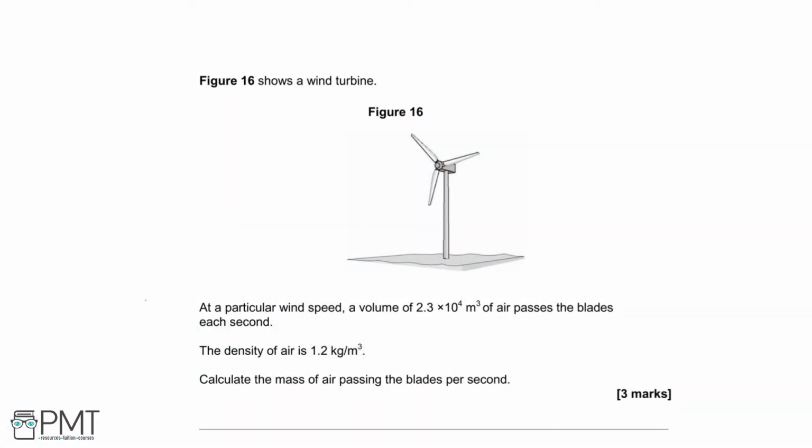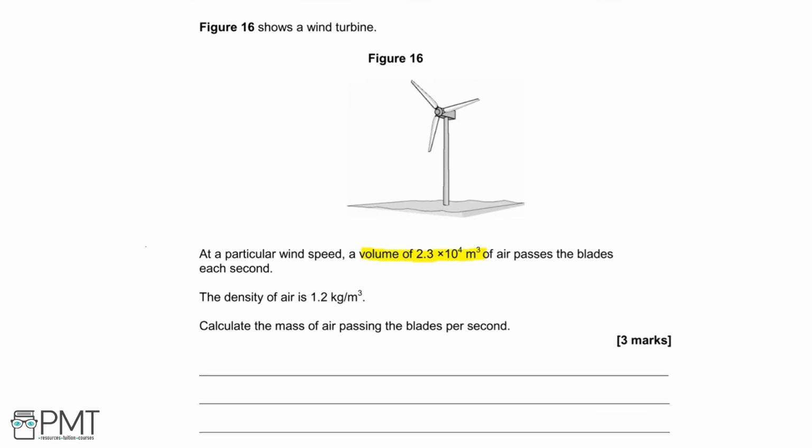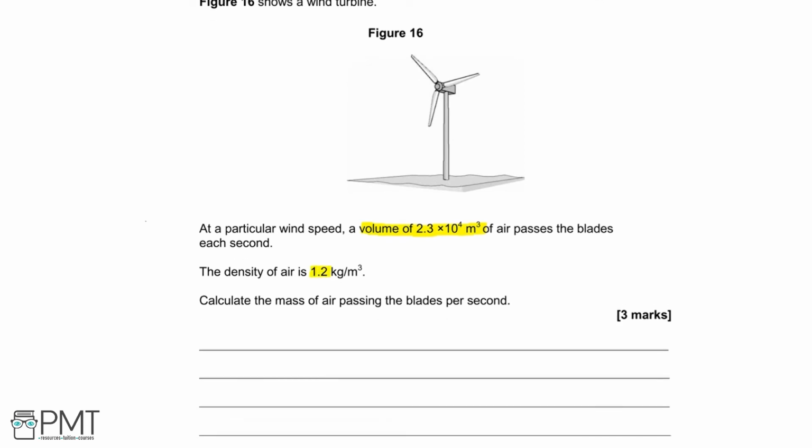Figure 16 shows a wind turbine. At a particular wind speed, a volume of 2.3 times 10 to the 4 meters cubed of air passes the blades each second. The density of air is 1.2 kilograms per meter cubed. Calculate the mass of air passing the blades per second.